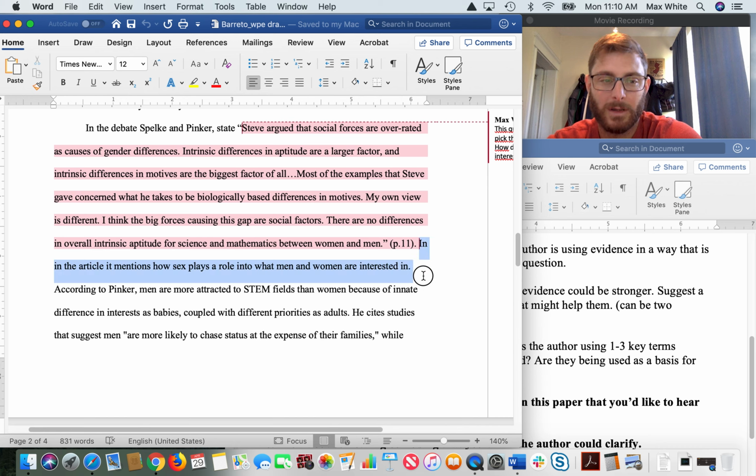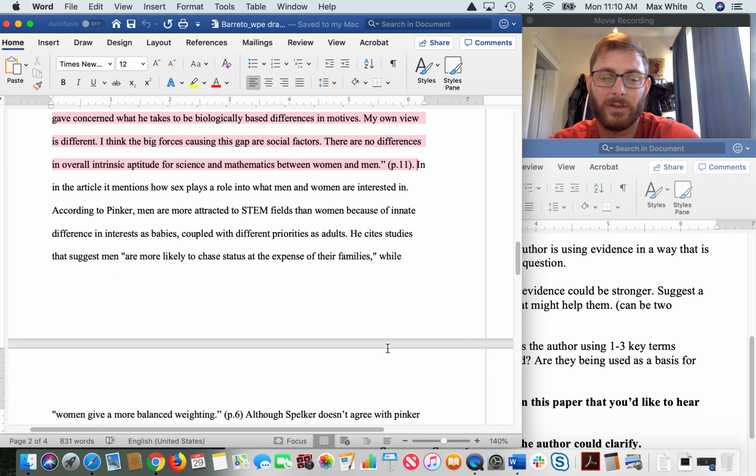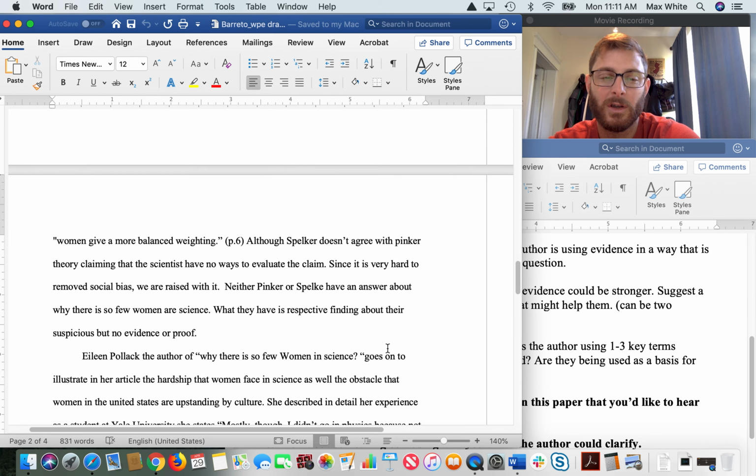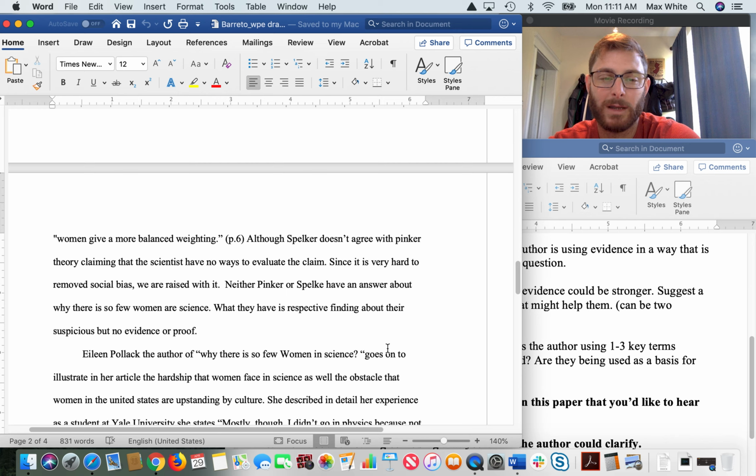In the article, it mentions how sex plays a role in what men and women are interested in. According to Pinker, men are more attracted to STEM fields than women. He cites studies that suggest men, quote, are more likely to chase status at the expense of families, while, quote, women give a more balanced weighting. Although Spelke doesn't agree with Pinker's theory, claiming these scientists have no way to evaluate the claim. Since it's hard to remove the social bias we're raised within, neither Pinker nor Spelke has an answer about why there are so few women in science. What they have is respective findings about their suspicions, but no evidence or proof.